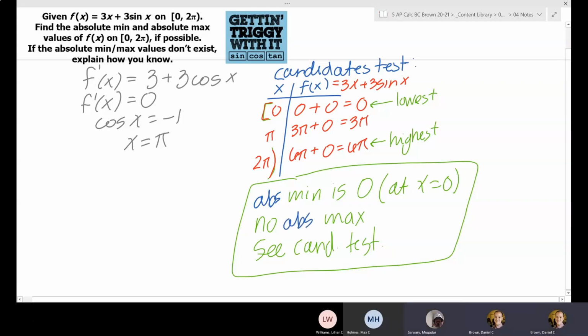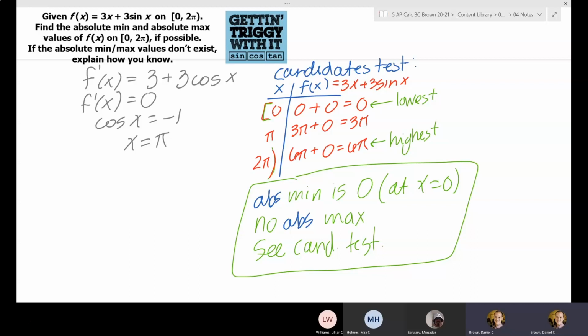Mr. Brown, yes. If they ask to explain the absolute minimum, I would say candidates test, and have my candidates test there.